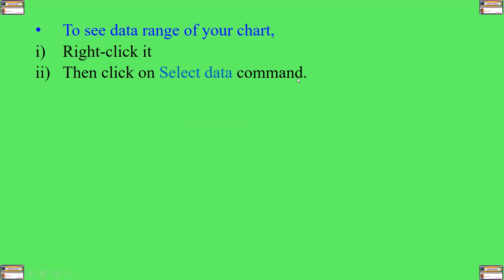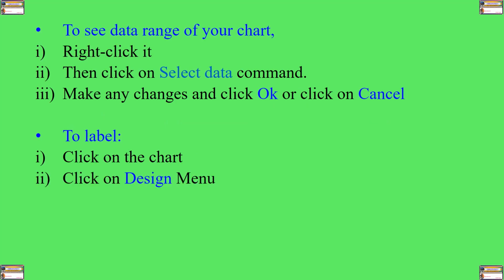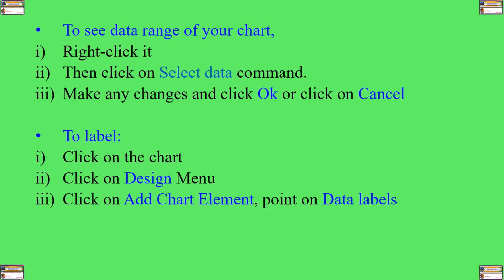So how do you see the data range of your chart? Number one, you right-click it. Then click on Select Data command. Make any changes and click OK or click on Cancel. To add data labels, 1, you click on the chart. 2, click on Design menu. 3, click on Add Chart Element. Point on Data Labels.